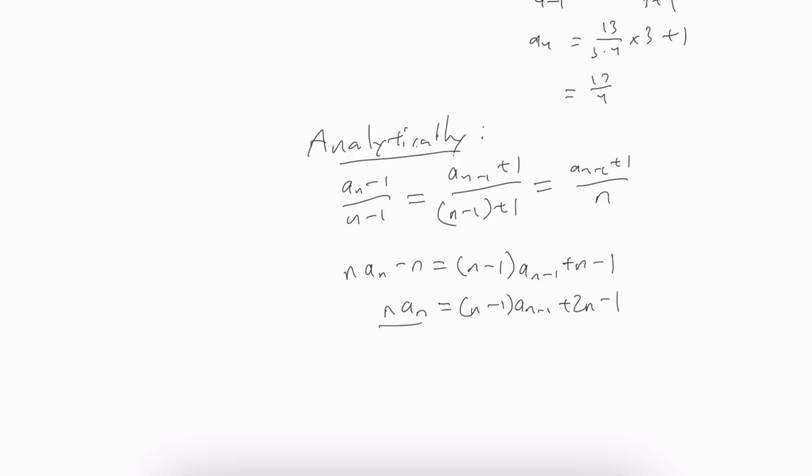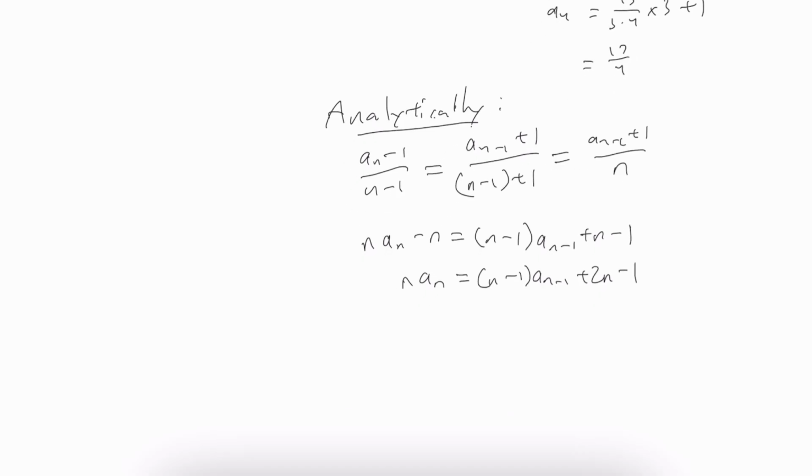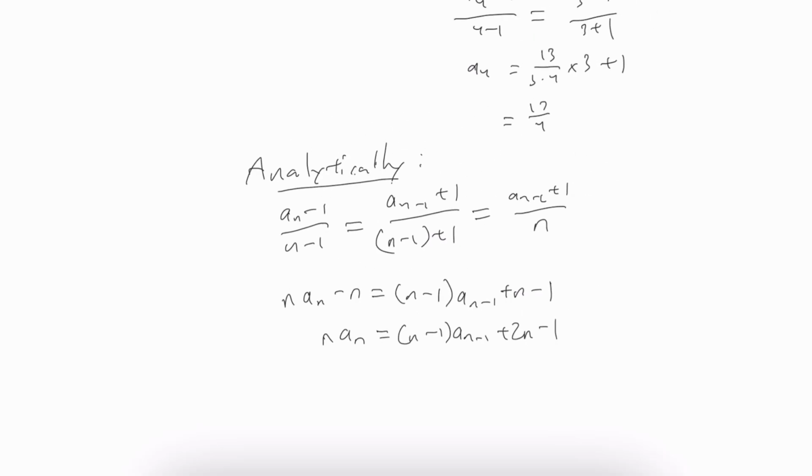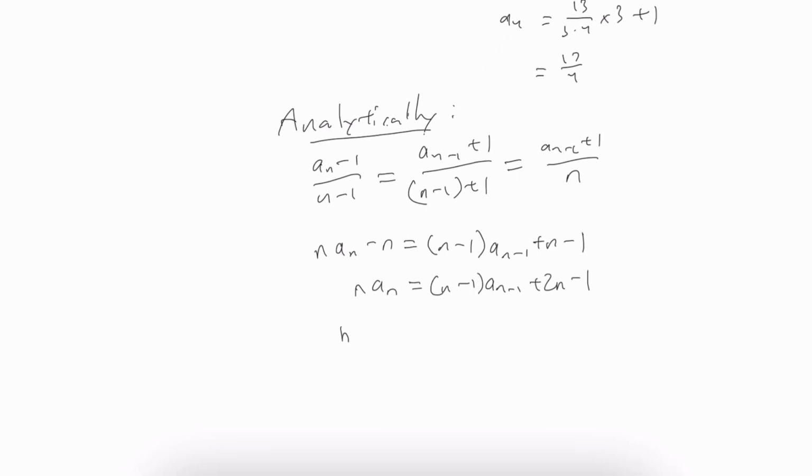And so we see that we have these two terms that almost look similar, right? This is n times a sub n, and this is n minus 1 times a sub n minus 1. So we can let b, I guess they are exactly the same. So we can let b sub n equal n times a sub n, right?